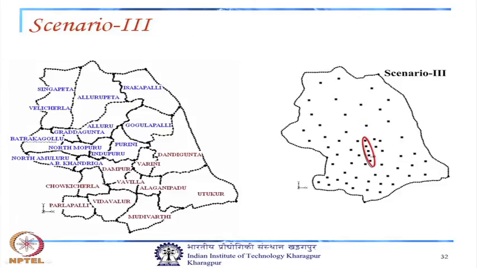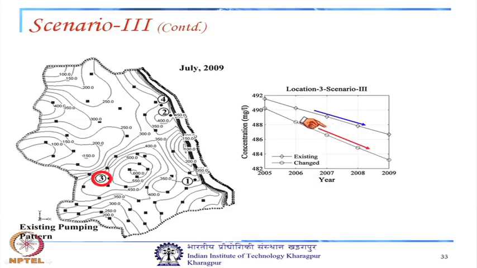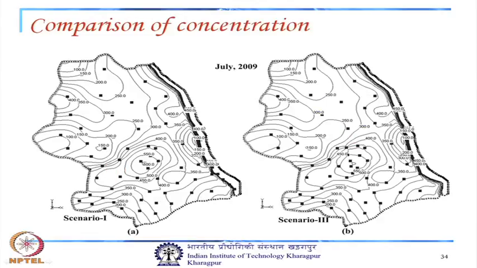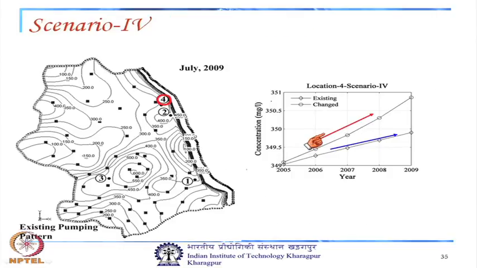So, in scenario 3, if 5 wells are installed within that inland salinity portion, then there will also be a decrease in concentration values for that region. So, this is the comparison of concentration for 2009, scenarios 1 and 3. For scenario 4, the same thing has been experienced.